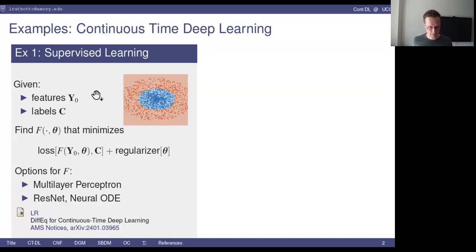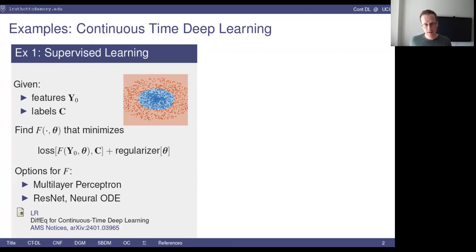Okay. So you have some features, you have some labels, you have some minimization problem. We have a regularizer like we're supposed to in inverse problems or learning problems. And then what I'm going to show you is how to build the F so that it is a continuous time model. These are now known as neural ODEs and other things. This part of the work is the beginning of a little survey paper I wrote for AMS Notices, and that's about to appear. So I have it linked here if you're curious.